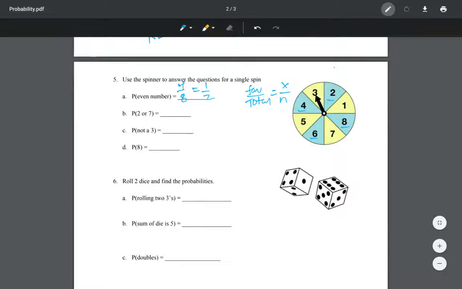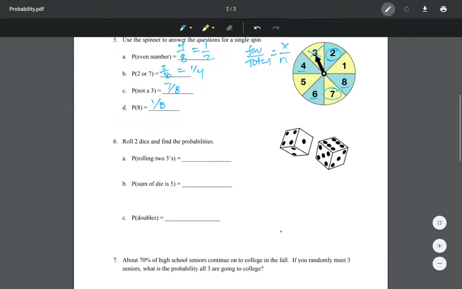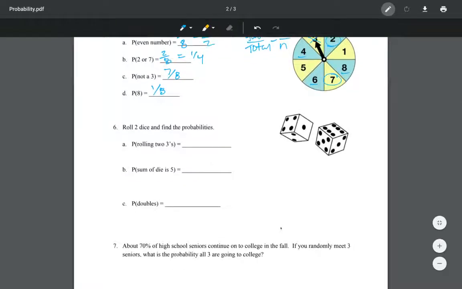The probability of getting a 2 or a 7. So here's a 2 or a 7. Either one of those is favorable. So I'm counting up my favorable outcomes. There are 2 of them out of the 8, and this reduces to 1/4 or 25%. Next, we want not a 3. So I just want to take everybody except that 3, which leaves me with 7 numbers. So this one is 7 out of 8. And then finally, the probability of getting an 8 is 1 out of 8. Okay, so favorable out of total. In number 6, instead of doing a single event, we're going to combine events. We're going to roll 2 dice.